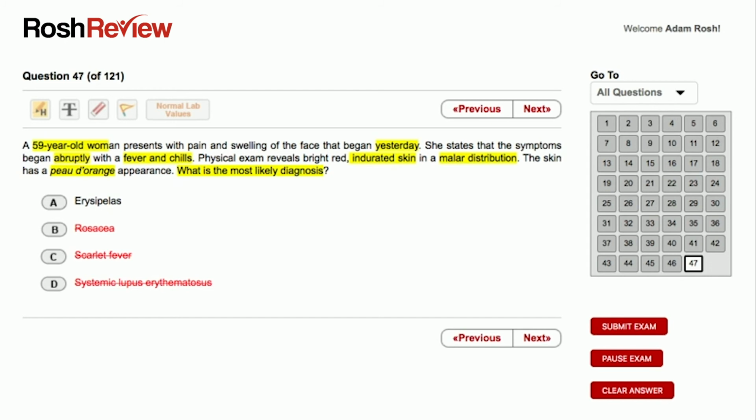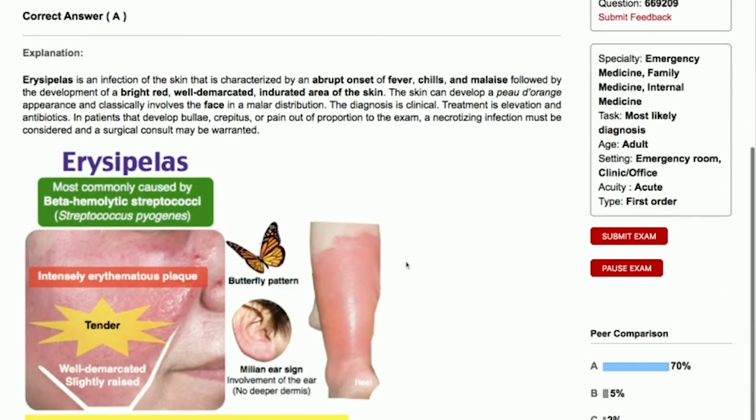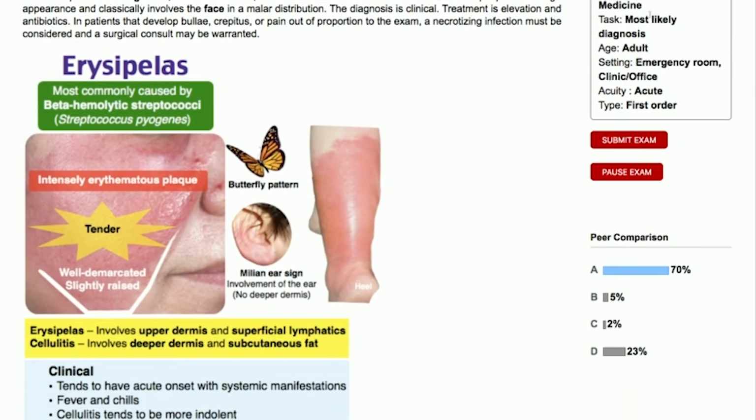It involves the upper dermis and the superficial lymphatics, whereas cellulitis involves more of the deeper dermis and subcutaneous fat, and that's why on ultrasound you get that cobblestone-like appearance for cellulitis and not erysipelas. With that, we're going to go with answer choice A here, erysipelas, and sure enough, that is the correct answer.